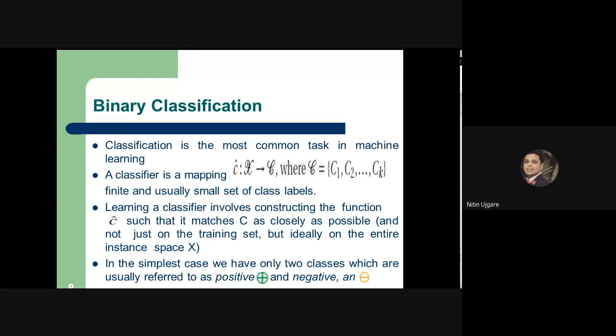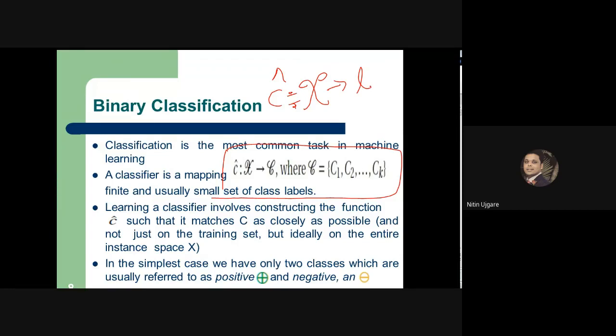Classification is the most common task in machine learning, whereas the classifier, or the machine learning model that we construct, as I already mentioned, is a mapping function. This mapping function is represented mathematically here. C cap is the mapping function, or my machine learning model. C cap maps X, my input instance space, to L. L means what? It is the label of the output space.